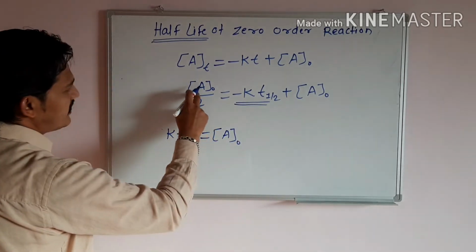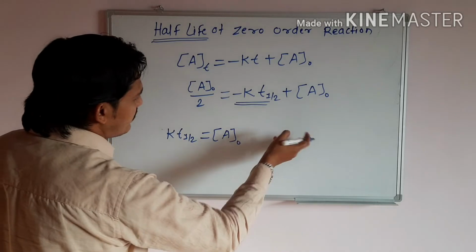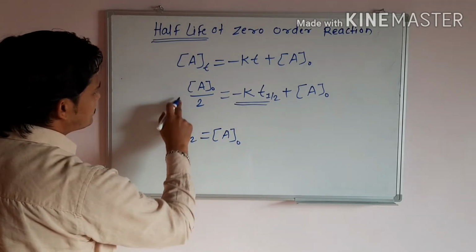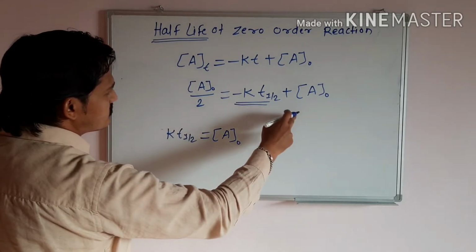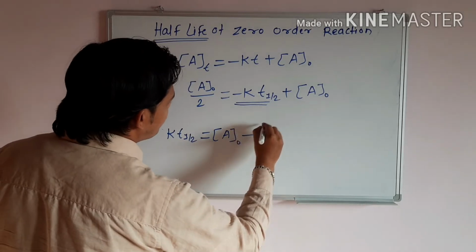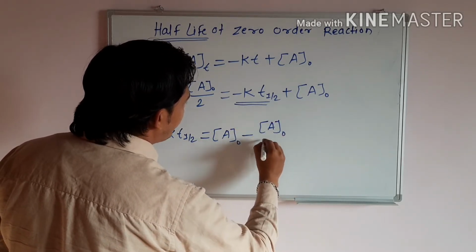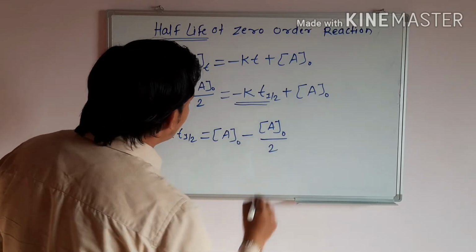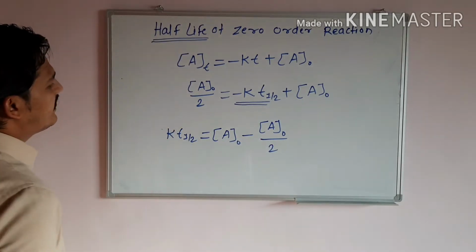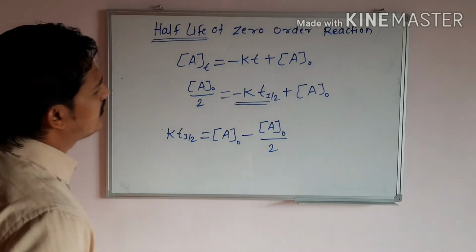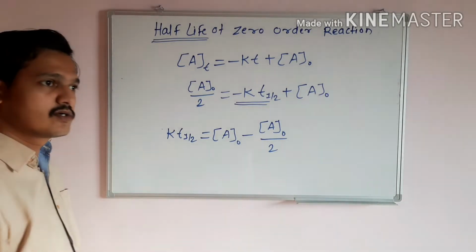So I am moving A0 by 2 to the right side of the equation. The positive sign goes to the right side and is converted into a negative. So A0 minus A0 by 2. K T1/2 is equal to A0 minus A0 by 2.